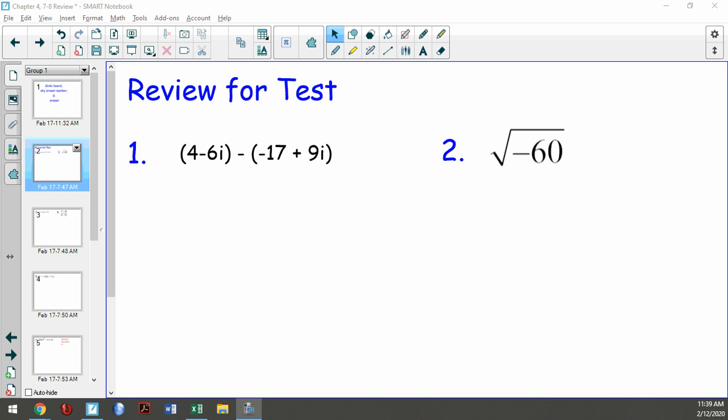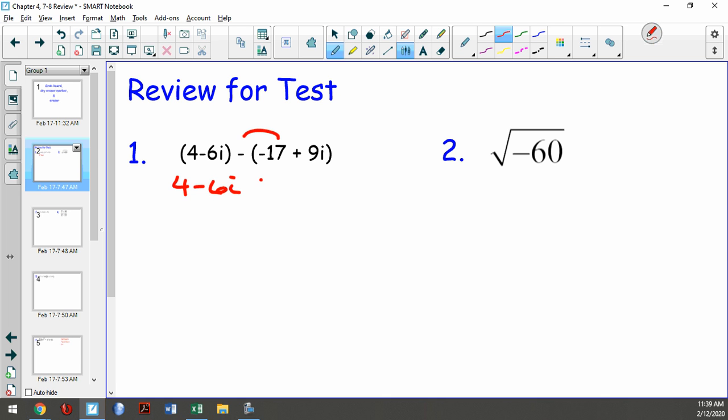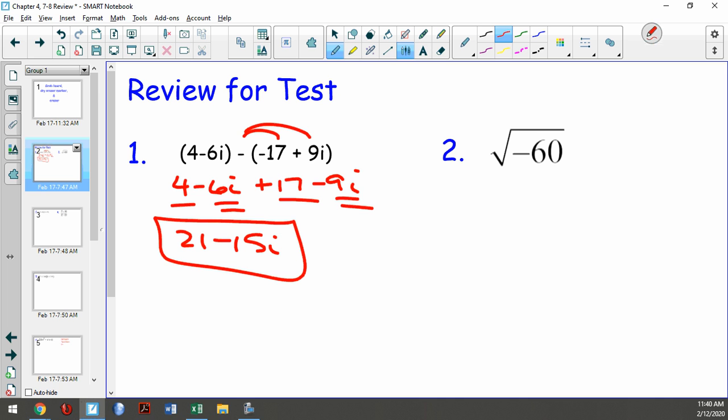Okay, to add these two together, they're attached by subtraction. Drop the parentheses around the first one, distribute to the second one. Combine like terms, 4 and 17 are going to give you 21. Negative 6i and negative 9i are going to give you negative 15i. Is everybody good on that one? Okay, you have that on the test tomorrow.